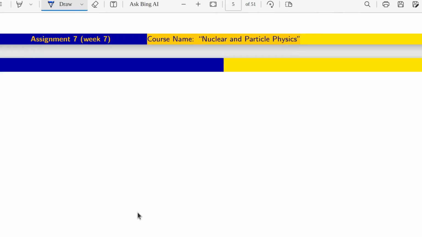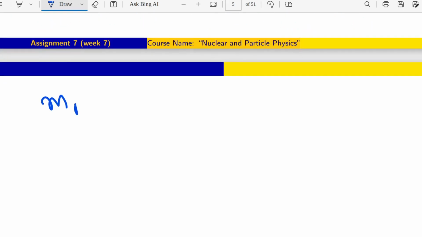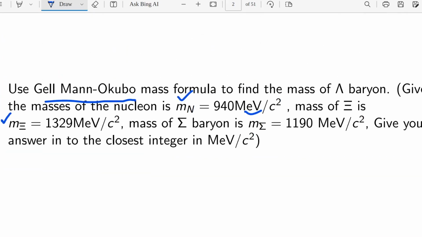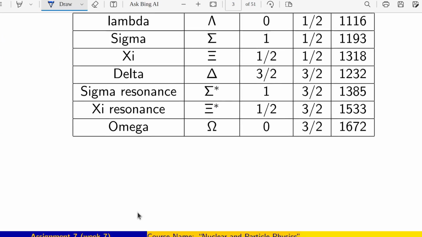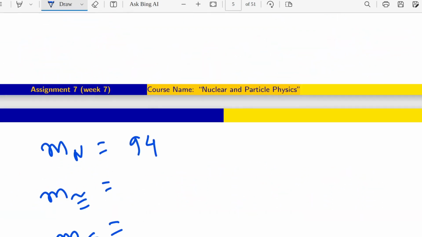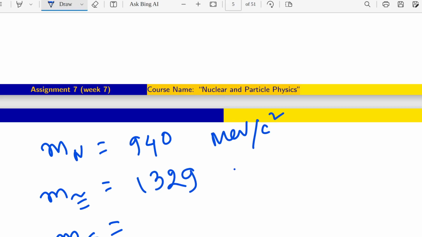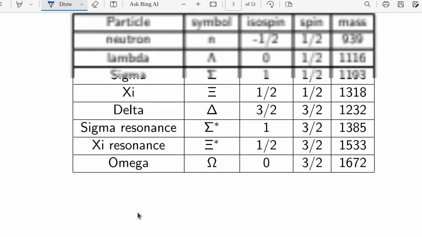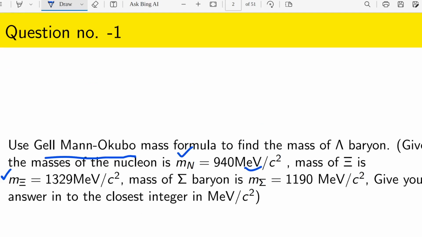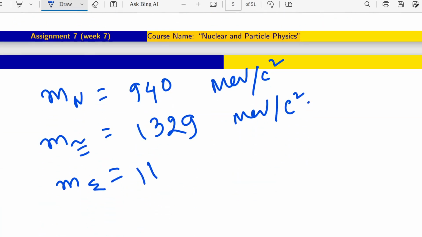So let's try that one. First of all, I am just going to write all the masses given here. Mn is 940, M xi is 1329. I am writing MeV divided by c squared for each one because the mass is given in MeV/c² units. And M sigma is 1190 MeV/c². So these three are given in that question.